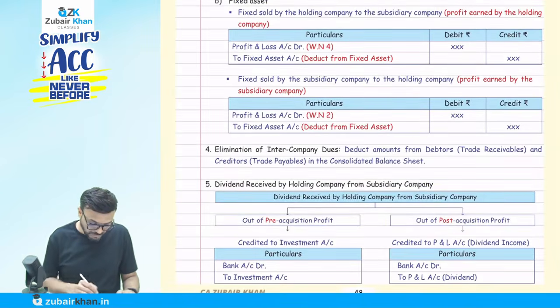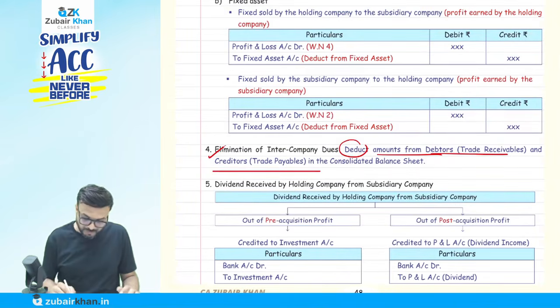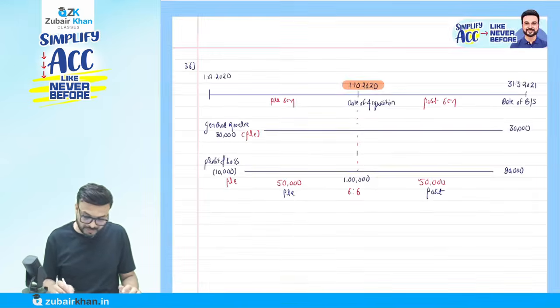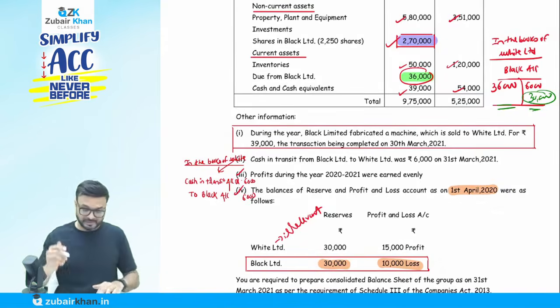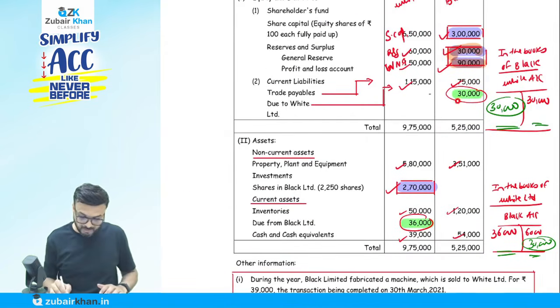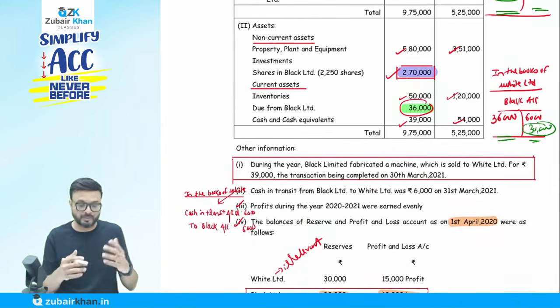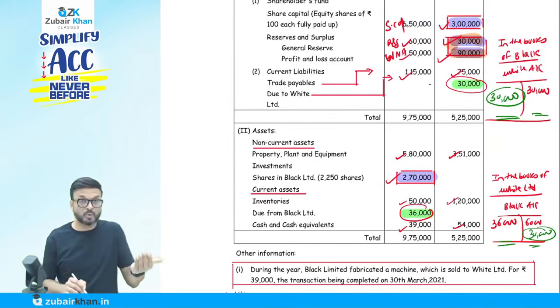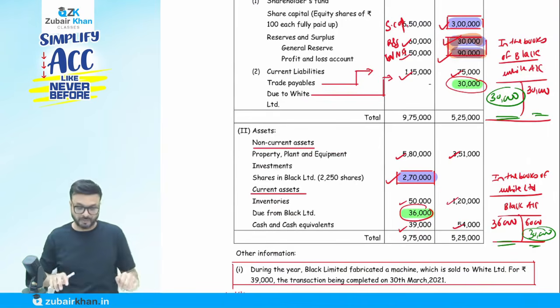Now, elimination of intercompany balances. Deduct the amount from the debtors, trade receivable and the creditors. They are mentioned separately under this heading, but when we cancel both of them, it will be 0. So from the asset side this 30,000 will be cancelled, and from the liability side 30,000 will be cancelled. So no need to write it down, due to White Limited, due from Black Limited. If we write it down and then cancel, ultimately it will be 0. You got the point?